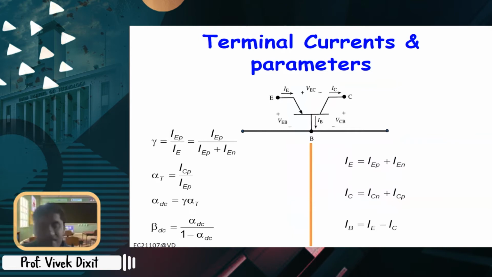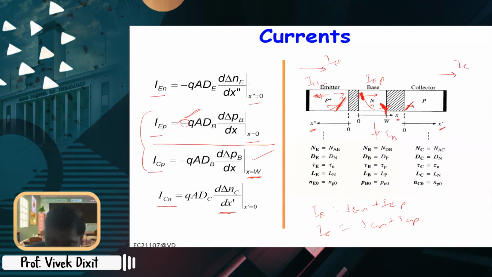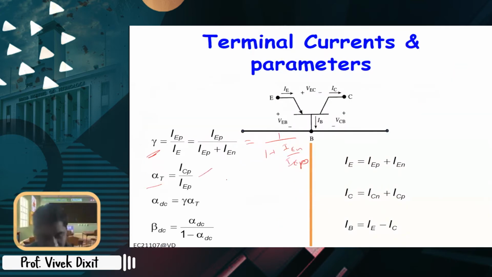So you can also define these parameters in terms of I_EP and I_CP. Now gamma is the emitter injection efficiency, right? That can be written as I_EP by total I_E. So this can also be written as 1 over 1 plus I_EN by I_EP. And the base transfer factor is again I_CP by I_EP, which is basically the ratio of these two, right? Holes are moving from the base-emitter junction to the base-collector junction, right? So this is I_CP by I_EP.